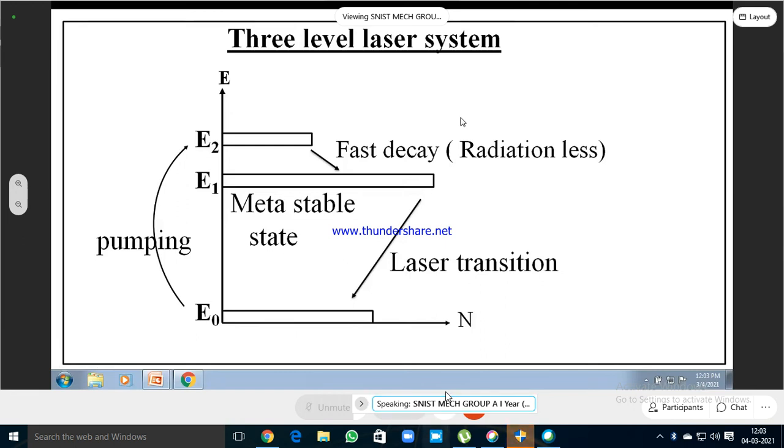One is ground state, another is the excited state. In between you have a metastable state. Okay. So sometimes not only three, sometimes you will have more than three also. There is a 4-level system and 5-level system. Okay. So two energy level system is not possible in laser radiation emission.